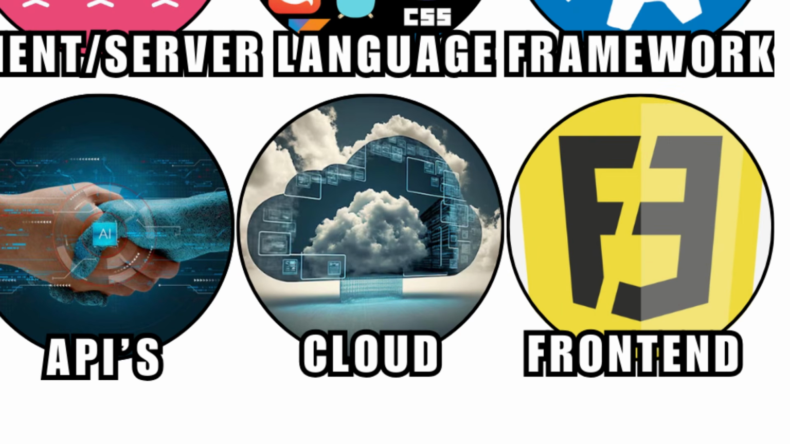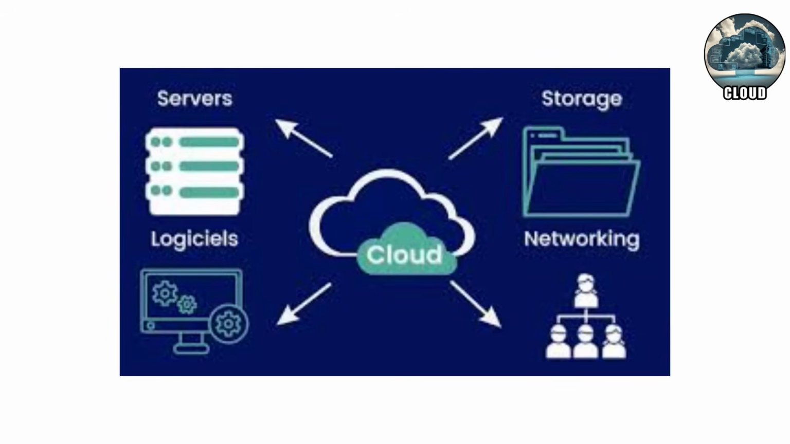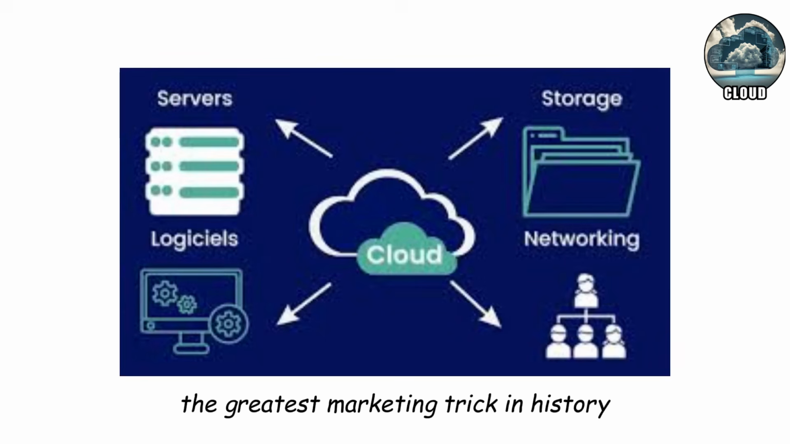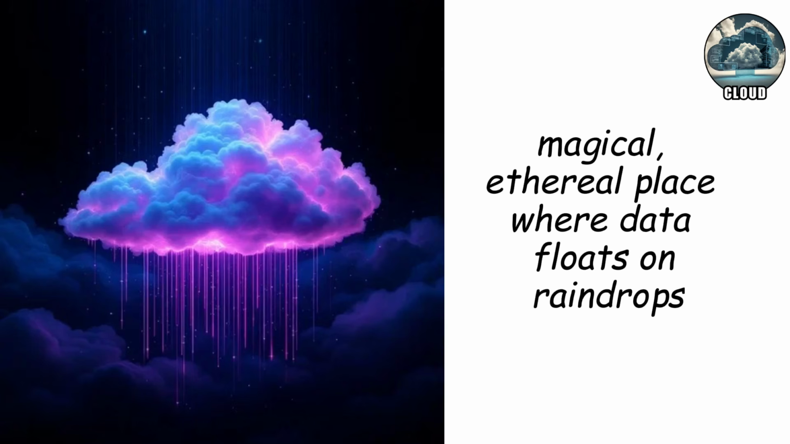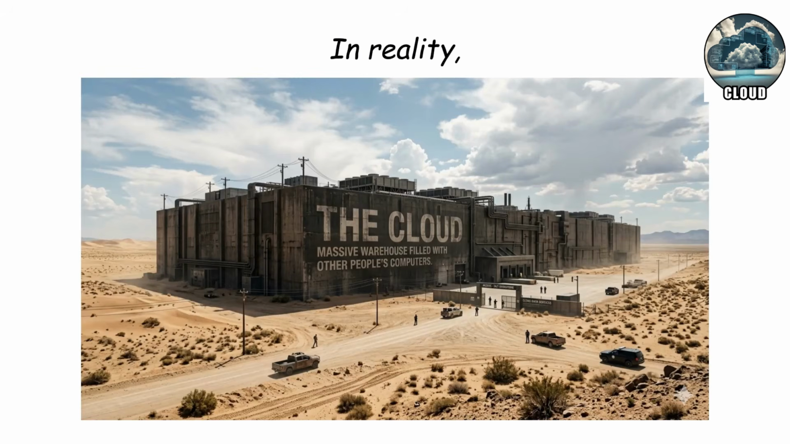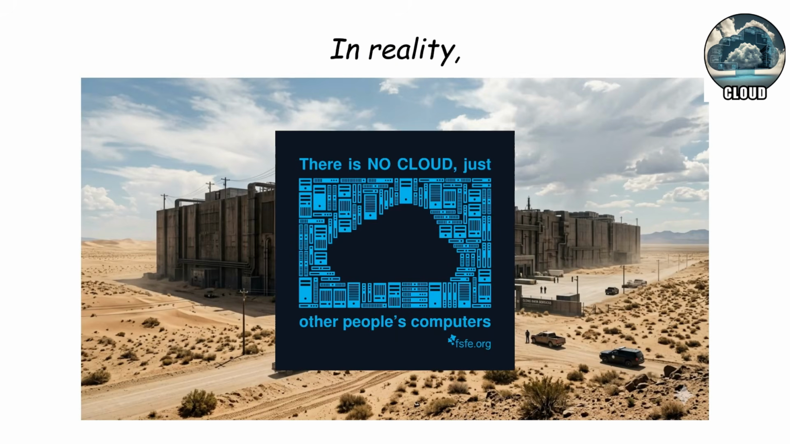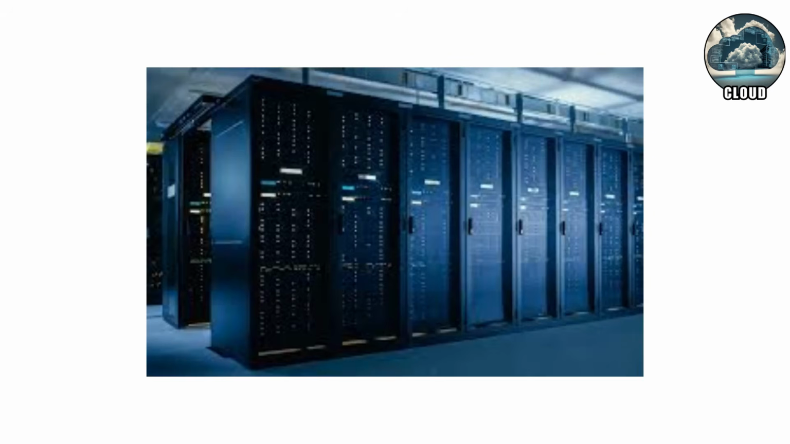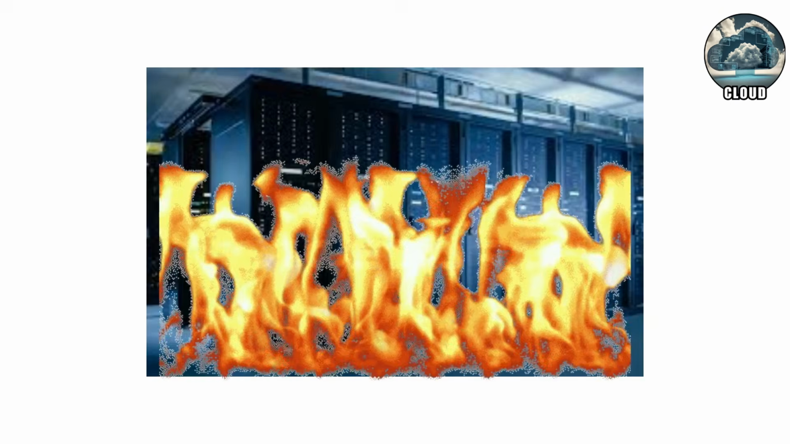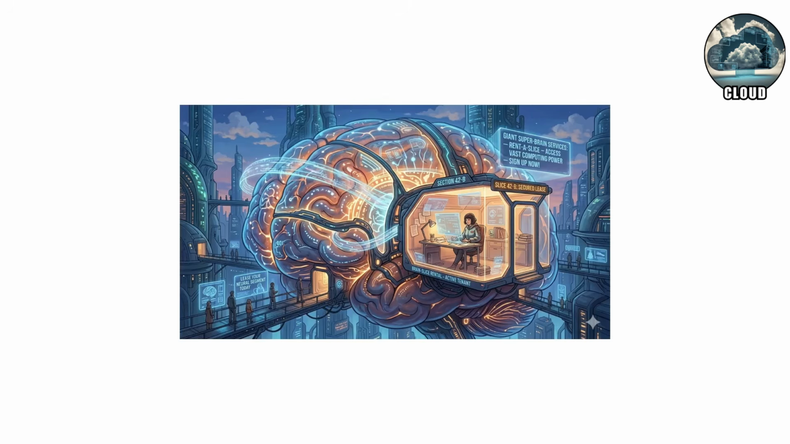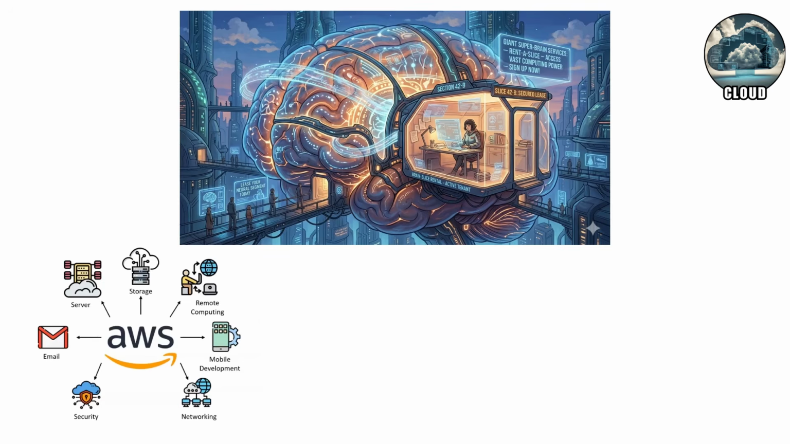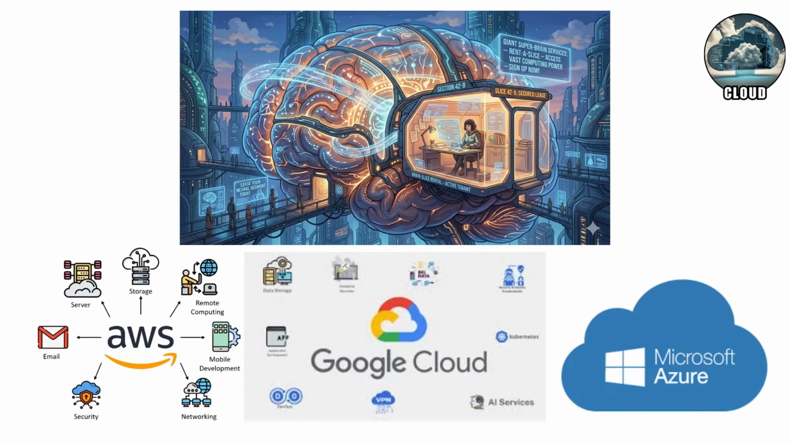The cloud, other people's computers. The cloud is perhaps the greatest marketing trick in history. It sounds like a magical, ethereal place where data floats on raindrops. In reality, it's just a massive, windowless warehouse in a desert filled with other people's computers. Instead of buying a physical server that might catch fire in your closet or get peed on by your cat, you rent a tiny slice of a giant superbrain from companies like AWS, Amazon, Google Cloud, or Azure.